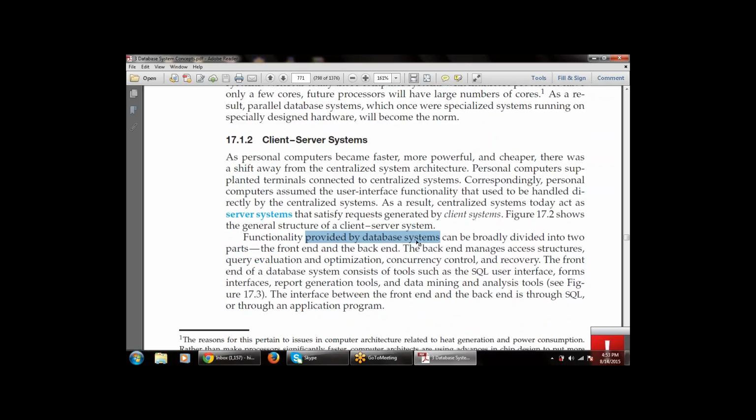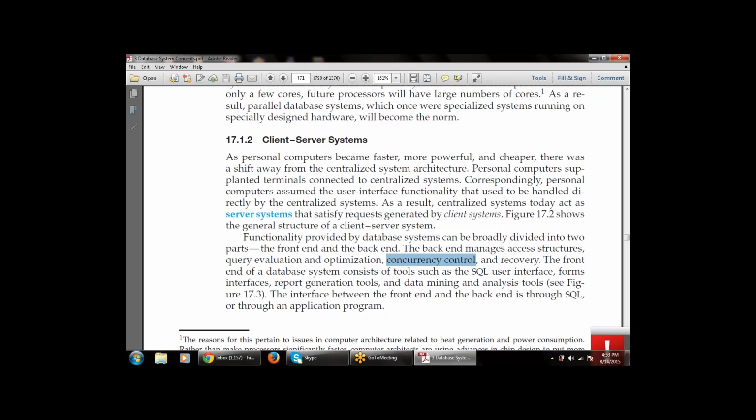Functionality provided by the database system can be divided into two categories: the front end and the back end. The back end manages access structures, query evaluation and optimization, concurrency control and recovery.